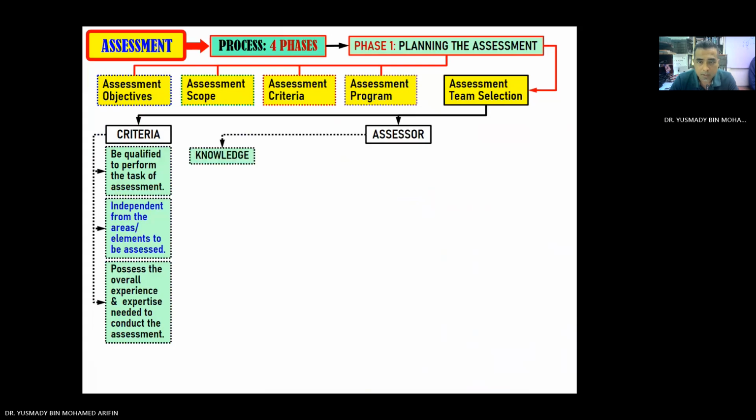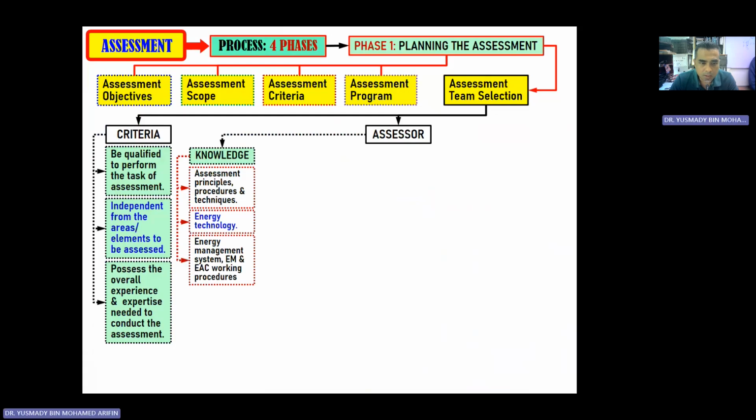Assessor, in terms of knowledge: the assessor involved with the assessment process must have specific knowledge in terms of assessment principle, procedure, and also technique. Know about the energy technologies, energy management system, energy management, and also energy accounting center working procedure. Know about the organization processes, and know about the applicable law, regulation, and other relevant requirements.